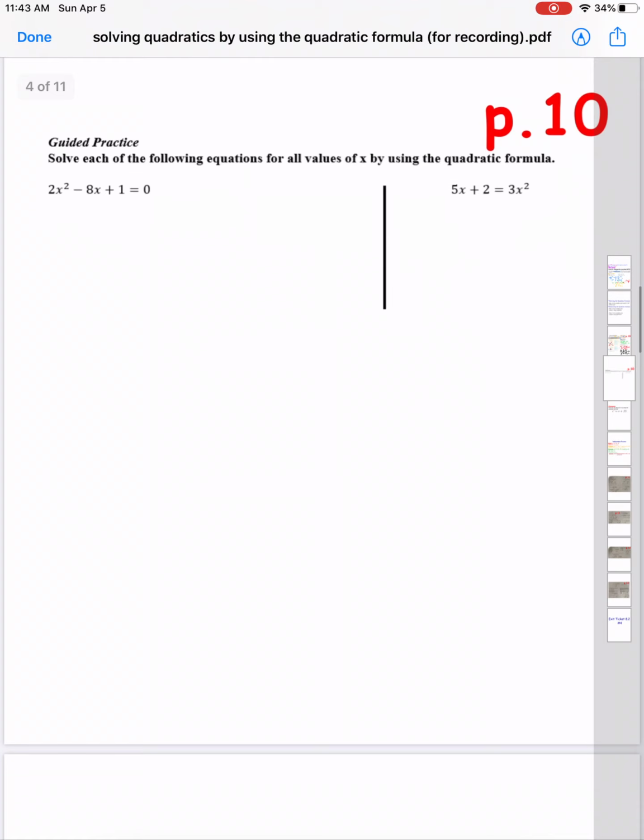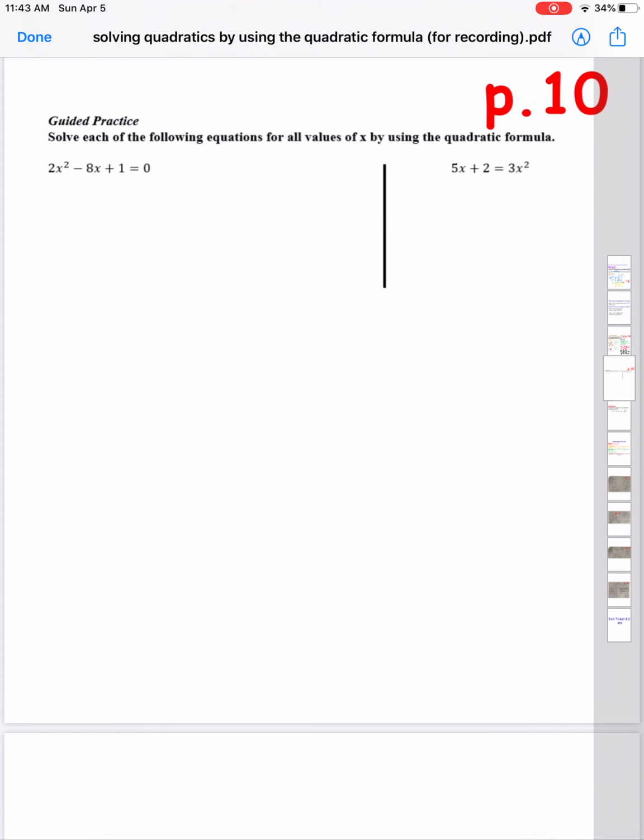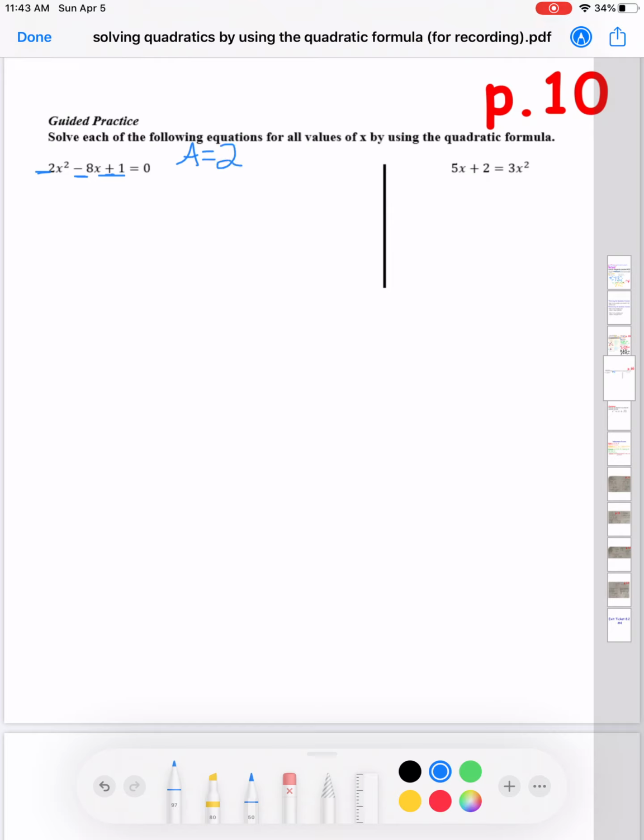Let's go ahead and take a look at the two guided practice problems at the bottom of page 10. If you're feeling ready to start one of the problems by yourself, go ahead and give it a try. So I'm going to start with the first guided practice problem. Again, my first step is always to make sure that my quadratic formula is in standard form, which luckily here it is. So I'm going to start first by identifying my A, my B, and my C. And I like to make a little list off to the side for myself. So I know here that A is 2, B is -8, and C is +1. Notice that you must pay attention to the sign, positive or negative, when you identify your A, B, and C.